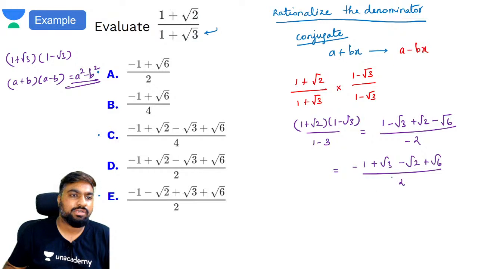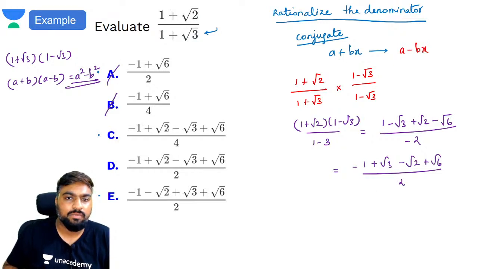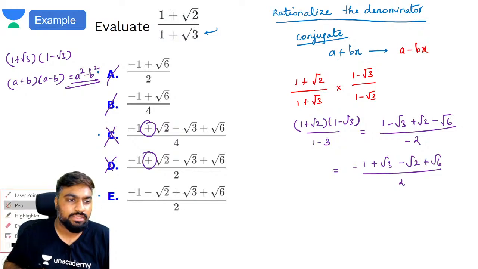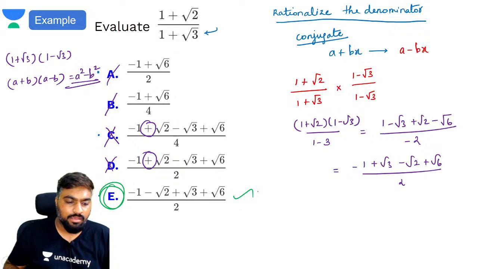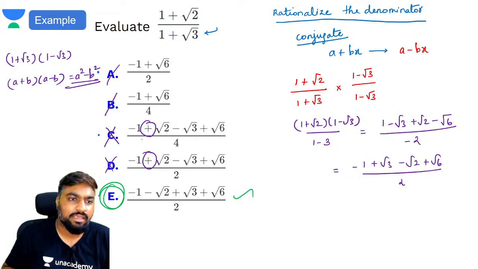Which of these answer choices matches? It's not A, it's not B. Look at option C, minus 1 plus root 2. No. Minus 1 minus root 2 plus root 3 plus root 6 by 2. This is our answer, option E. So every other answer, C, D, A or B, is definitely wrong. If you chose C or D, you've lost patience. You need to be patient.